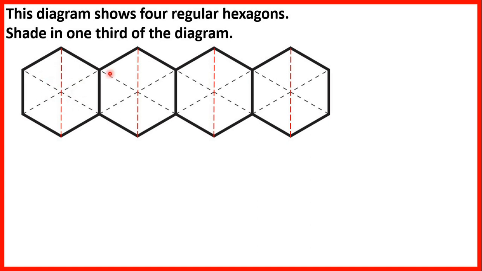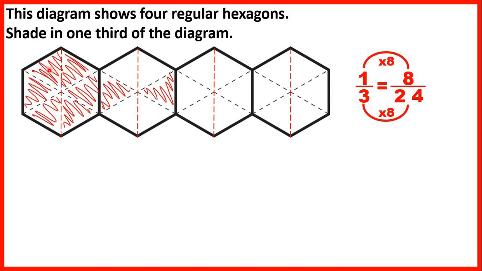And we have 6, 12, 18, 24 parts altogether. So we need to think 1/3 is the same as what over 24. So we need to find an equivalent fraction, because the numerator will tell us how many of the 24 parts we need to shade. Now 3 times 8 is 24 and 1 times 8 is 8. So we need to shade 8 of these parts.